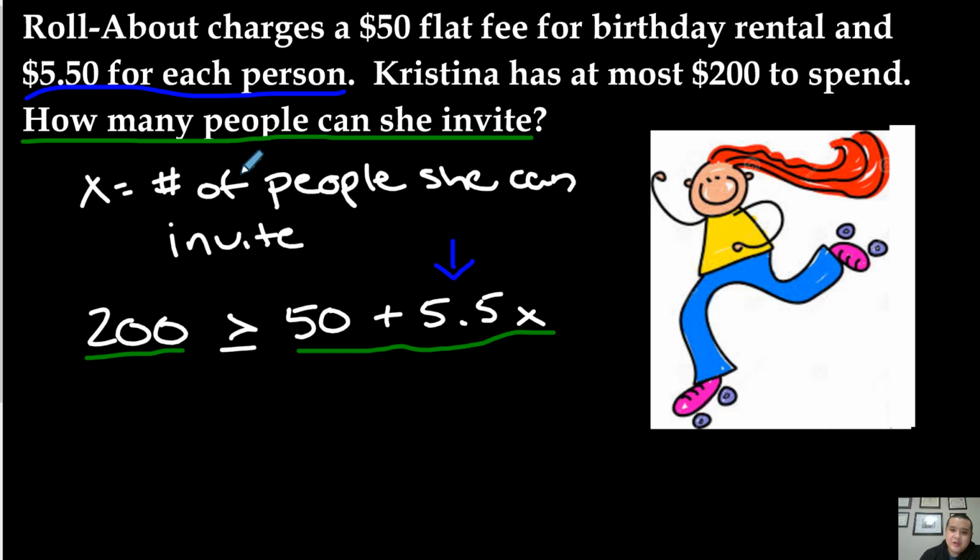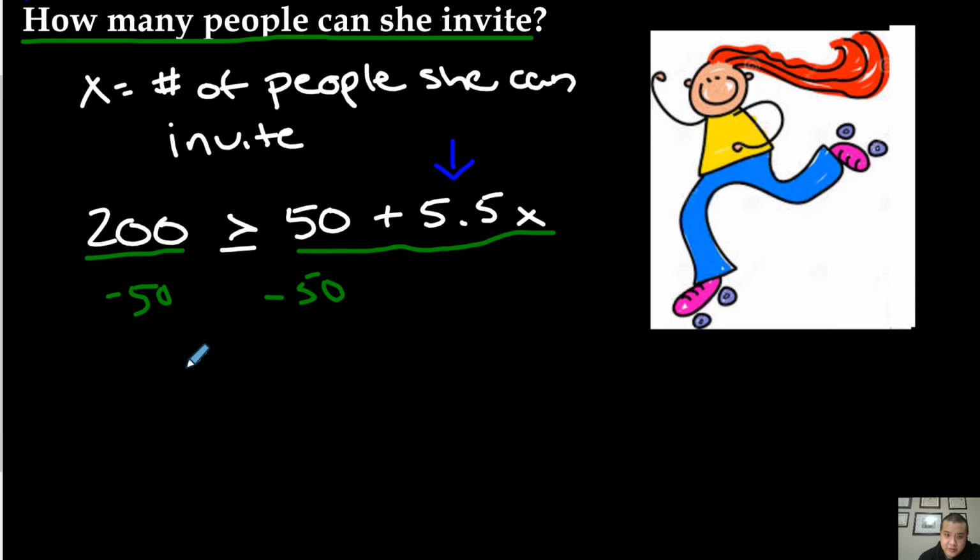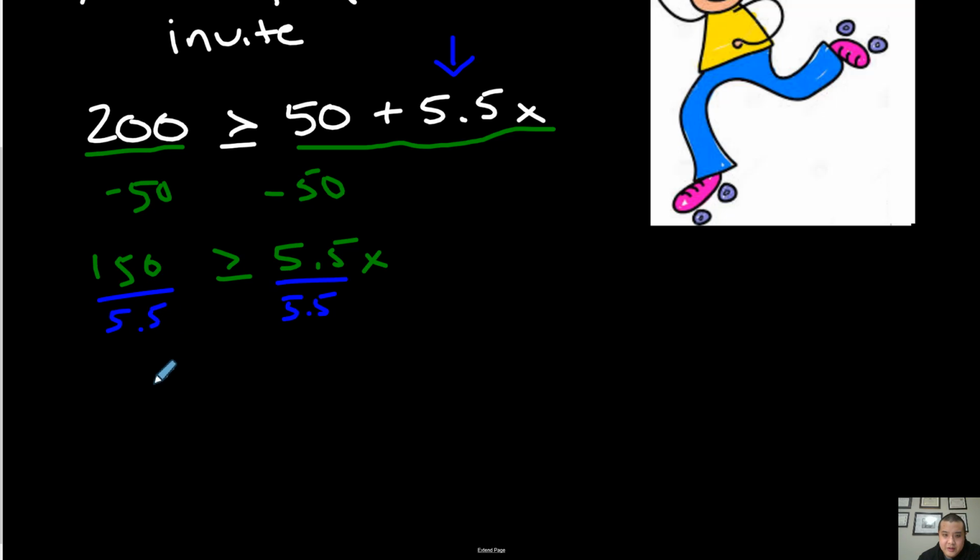Okay, so we subtract 50 from both sides. What we get is 150 is greater than or equal to 5.5x. And then we multiply both sides by 1/5.5 or divide by 5.5, either way. I don't care how you think about it. And what we end up getting is 27.27 repeating is greater than or equal to x.